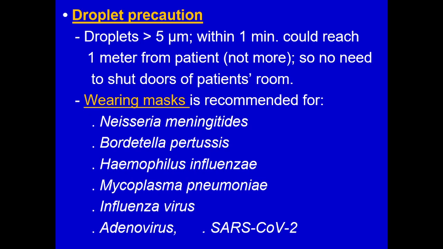There are policies on when to wear masks. For which microbes do we have to wear the mask? COVID-19 first of all, okay? Neisseria meningitidis, Bordetella pertussis. You know Bordetella, the microbe that causes whooping cough. Okay, Haemophilus influenzae, Mycoplasma pneumoniae, influenza viruses, adenoviruses, and SARS-CoV-2, right? And there are others, of course, but these are the main big items.